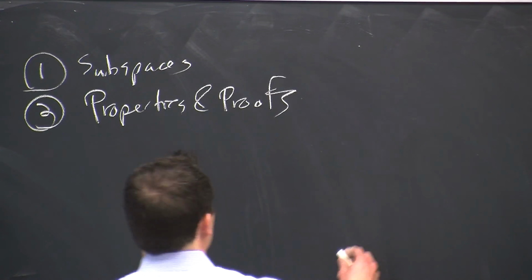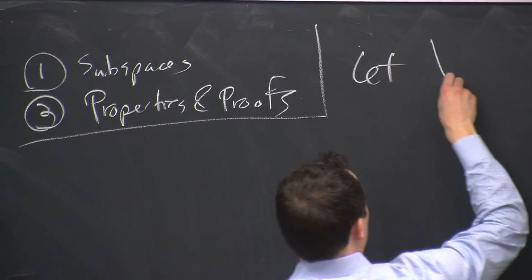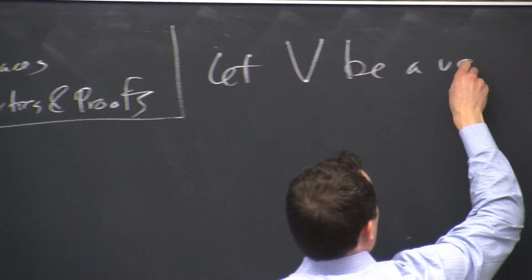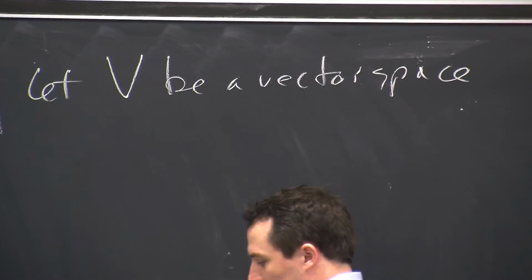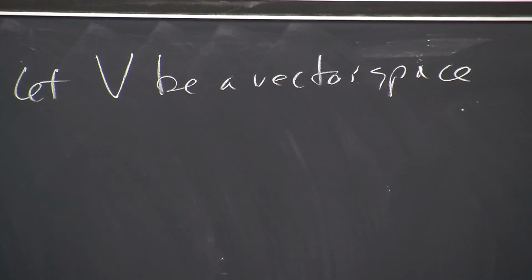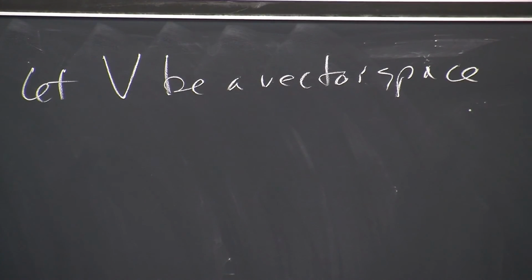OK, so first of all, we'll do subspaces. Let V be a vector space. So we all know the definition of a vector space. It's an additive abelian group with a scalar multiplication or field action. It's commutative, associative, has additive identity, additive inverse, multiplicative identity, and distributive properties.